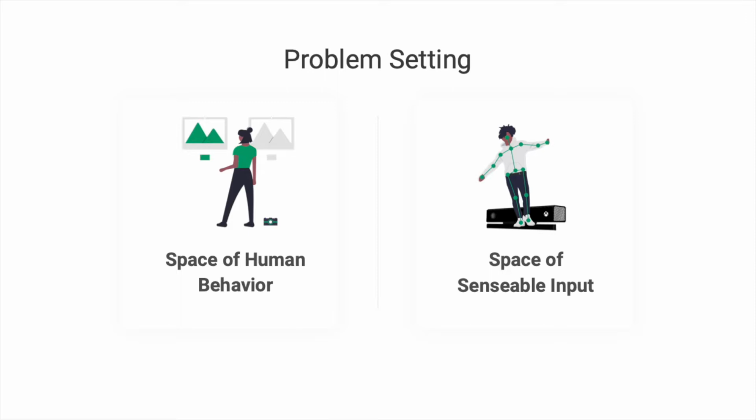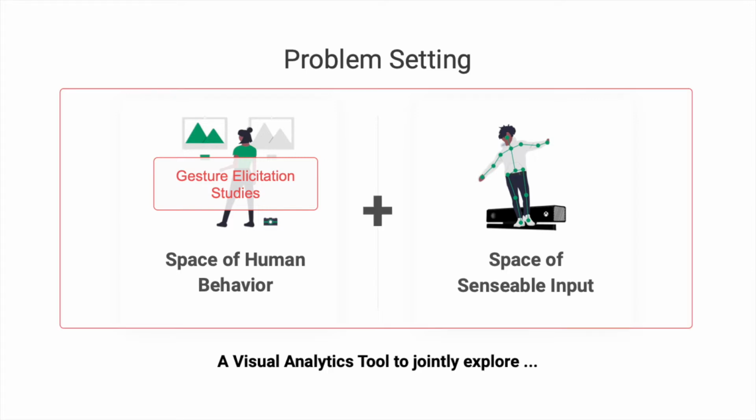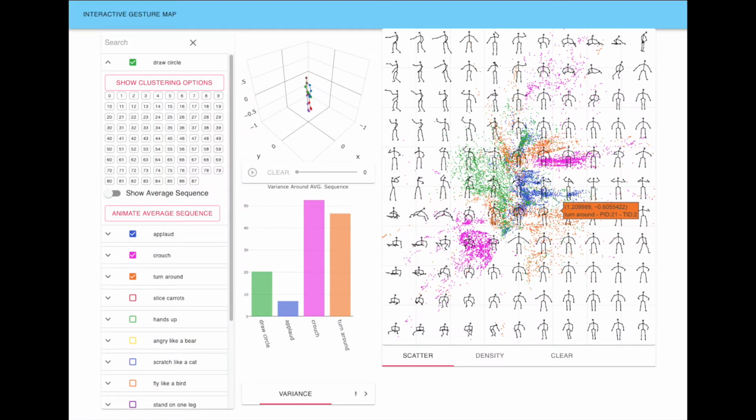Extensive research has concentrated on the evaluation of human behavior by conducting, for example, gesture elicitation studies. Although different sensors are used to track the observed behavior, there has been little tool support for the joint exploration of these two high-dimensional spaces. We've therefore created a visual analytics tool for the exploration of motion gesture data, powered by a generative model that relates both spaces. This tool should help researchers to better analyze the data collected in their gesture elicitation studies.